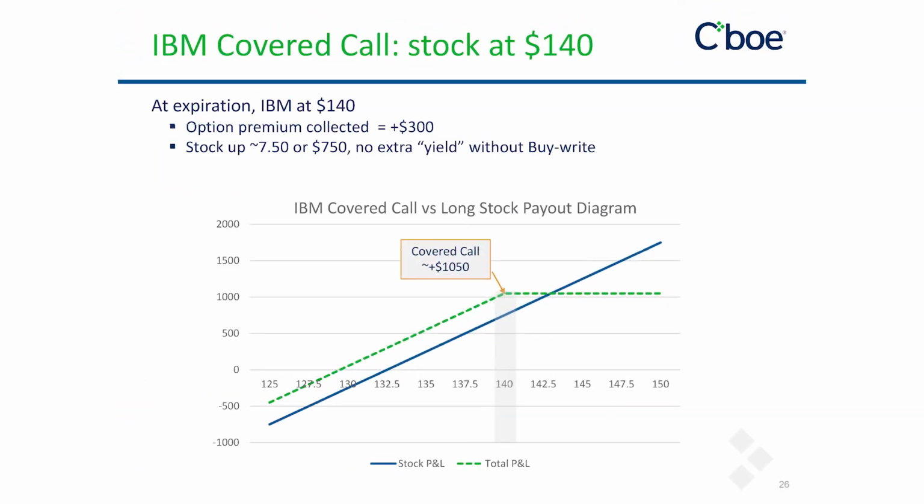If IBM happens to be just below $140 in 6 months when the option that was sold expires, then the covered call position would make just less than $1,050.